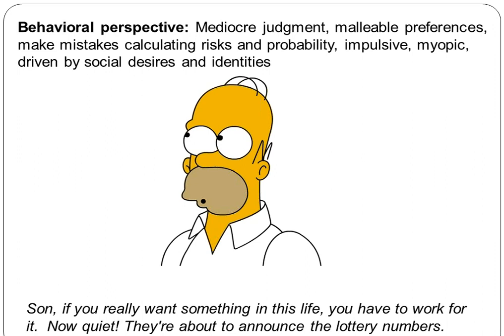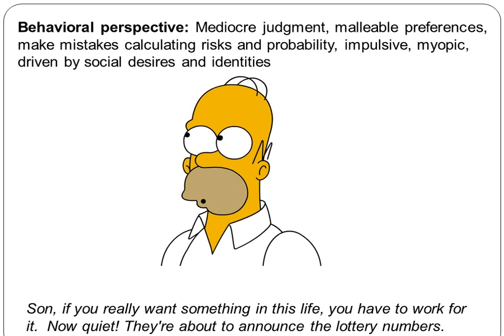And I like this quote a lot, which I'll read. "Son, if you really want something in this life, you have to work for it. Now, quiet. They're about to announce the lottery numbers." Because what we see here is Homer being very human, like all of us. And he's also being totally inconsistent, right? He's saying you have to work for something, but then he's looking forward to the lottery.